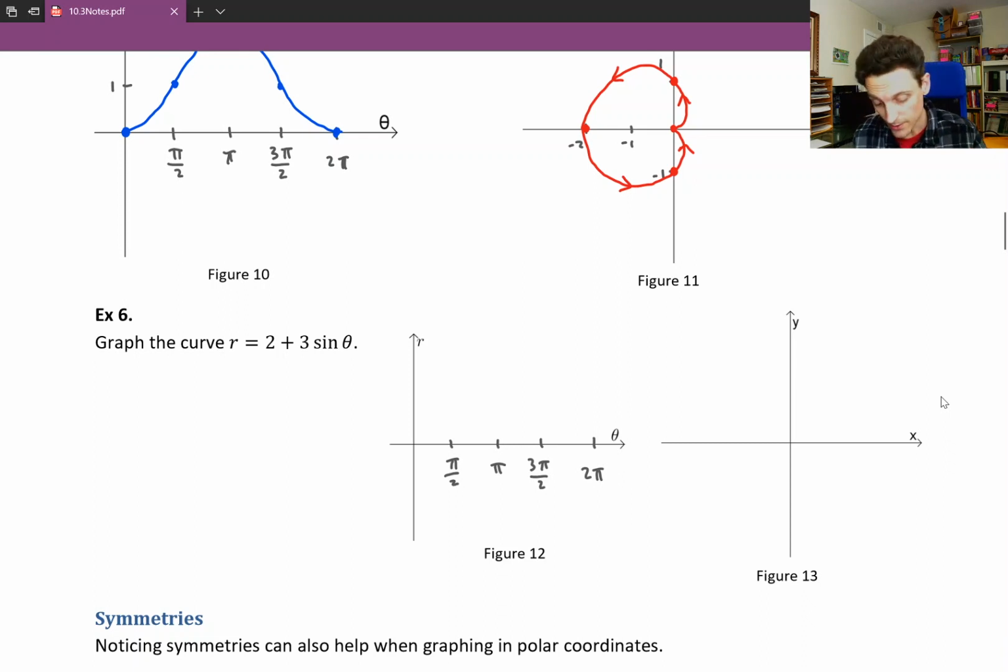And then in the r direction, up and down, well, let's see, the biggest the sine could get would be 1. So 2 plus 3 times 1 is 5. So we're going to go up 5 at the highest. 1, 2, 3, 4, 5 in the r direction. That's the y-axis essentially. And then the smallest sine theta could be is -1. So 2 plus 3 times -1 would be -1. Now right in the middle is where sine theta is equal to 0, which is an r value of 2. So I'm going to go ahead and label that. That's kind of like the center of the sine wave here.